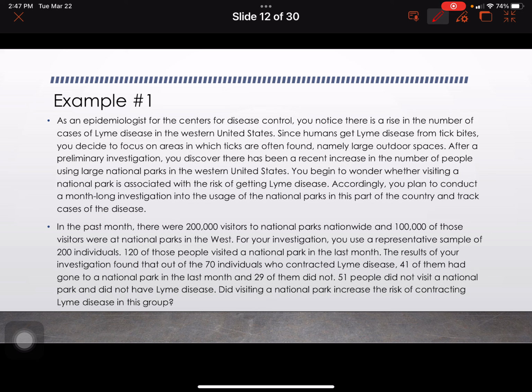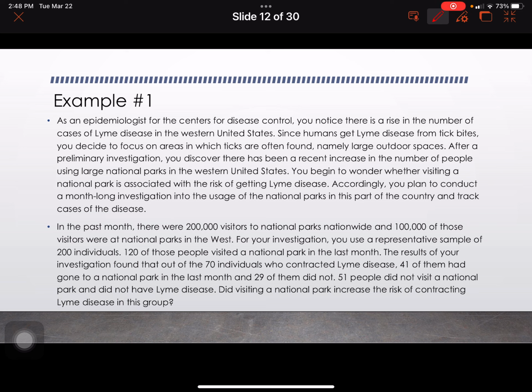So let's continue reading. In the past month, there were 200,000 visitors to national parks nationwide, and 100,000 of those visitors were at national parks in the West. For your investigation, you use a representative sample of 200 individuals. 120 of these people visited a national park in the last month. The results of your investigation found that out of the 70 individuals who contracted Lyme disease, 41 of them had gone to a national park in the last month, and 29 of them did not. 51 people did not visit a national park and did not have Lyme disease. Did visiting a national park increase the risk of contracting Lyme disease in this group?